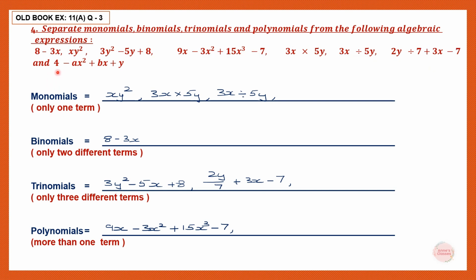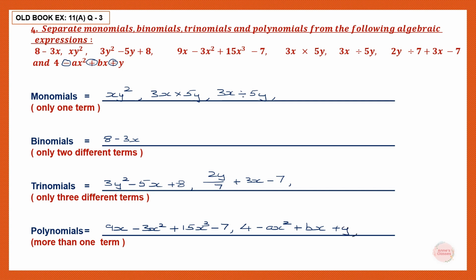And the last one here, 4 minus ax square plus bx plus y. So look out for plus and minus signs. 1, 2, 3. That means there are 4 terms. So that will come under polynomial. So that will be 4 minus ax square plus bx plus y.